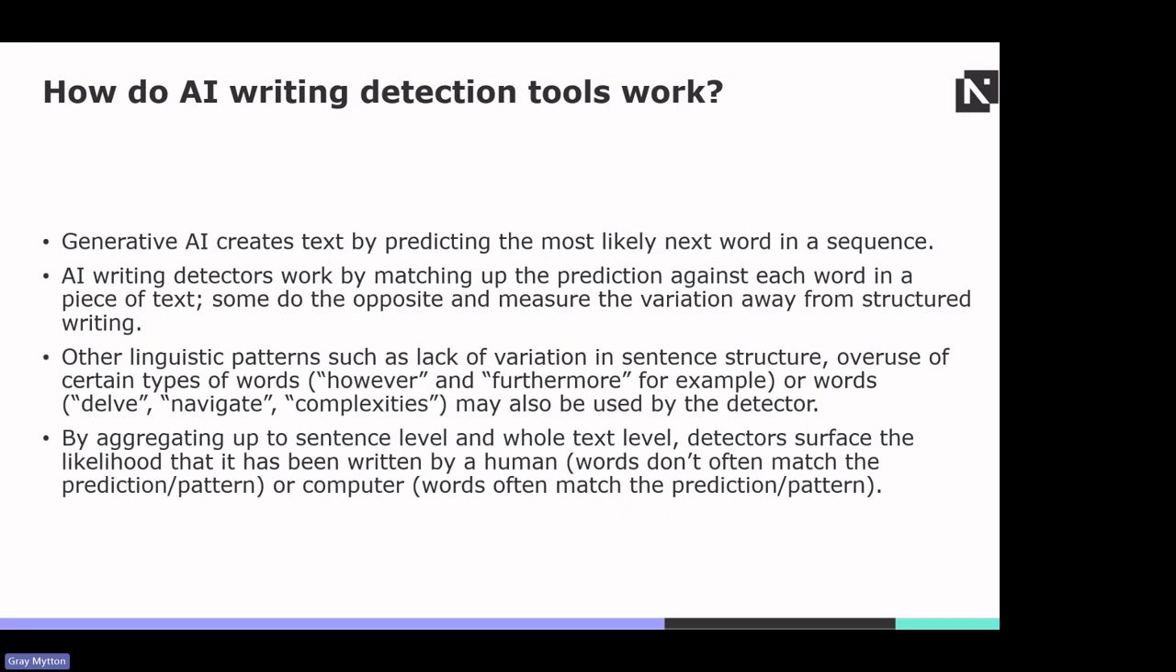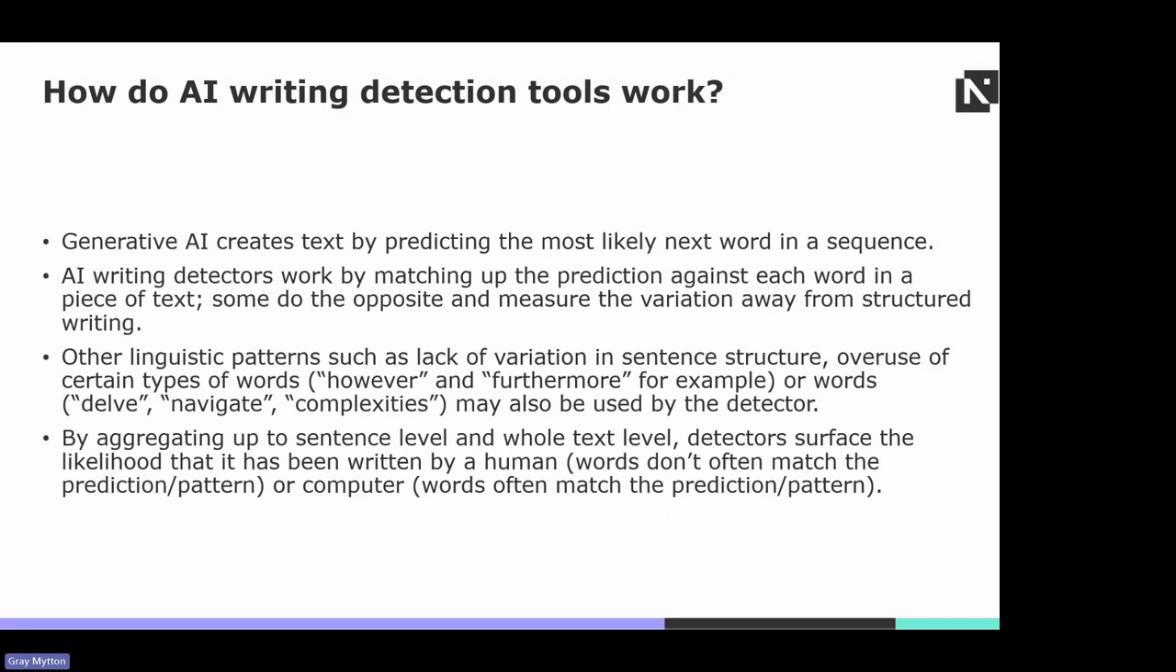Now, some writing detectors essentially measure that, but do it in the opposite way. In other words, they measure the variation away from that prediction. But essentially, it's the same thing. So we've got a prediction, and we can look at what's actually happened in real life and see whether there's a match. There are some other elements to writing detection, so it's not just as simple as pattern matching.